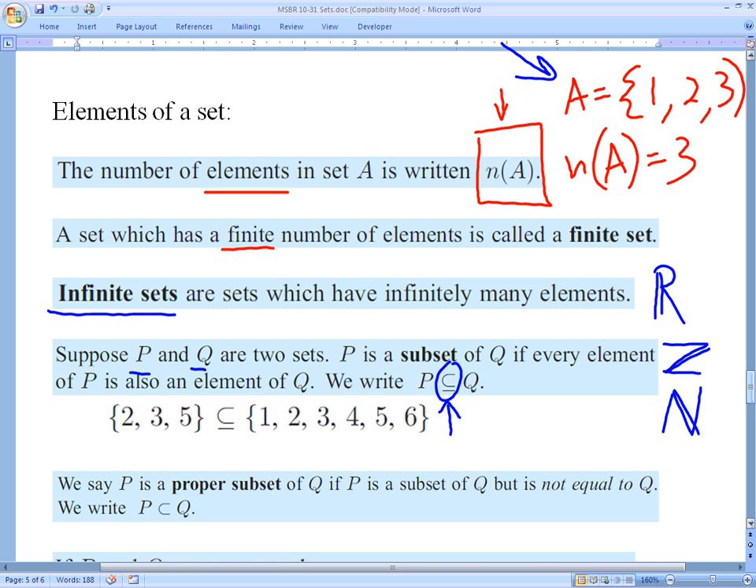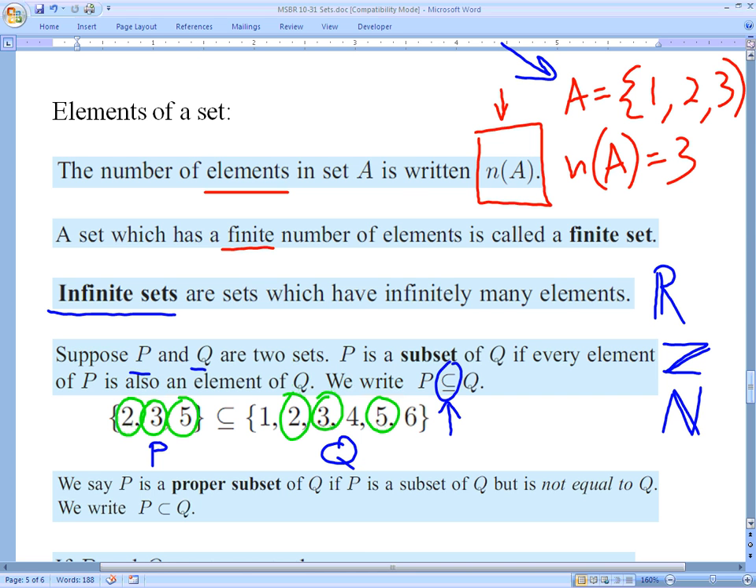And so if this, for example, was P, 2, 3, 5, and this was Q, we can see that the 2, the 3, and the 5 were all members of Q. So P is a subset of Q, meaning it's contained within that set. Now you can also have sets that are identical and they are considered subsets as well.